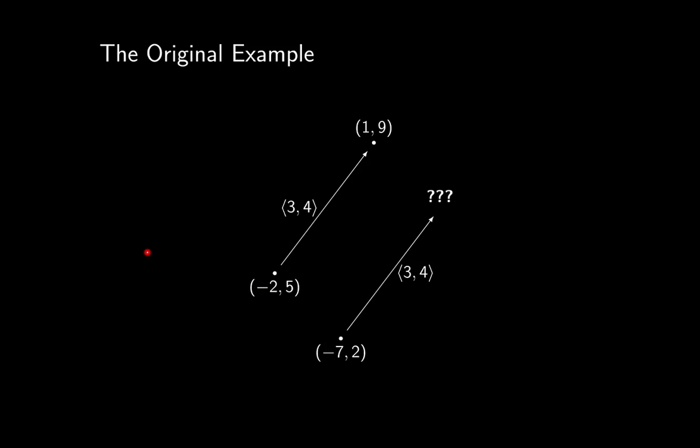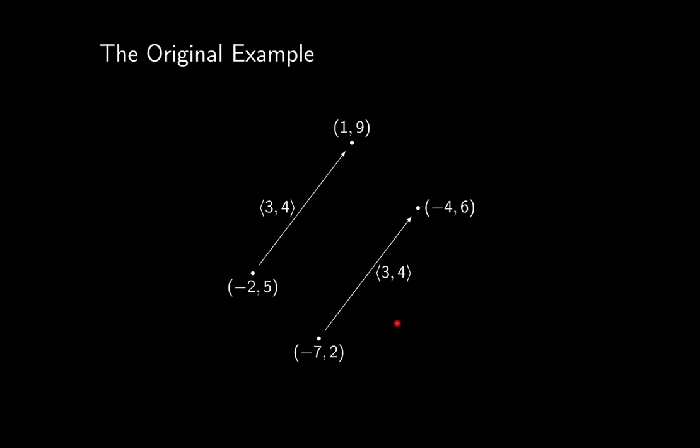As every other point is translated by the same vector, we can increase the x-coordinate of -7, 2 by 3 and the y-coordinate by 4, yielding the point -4, 6.